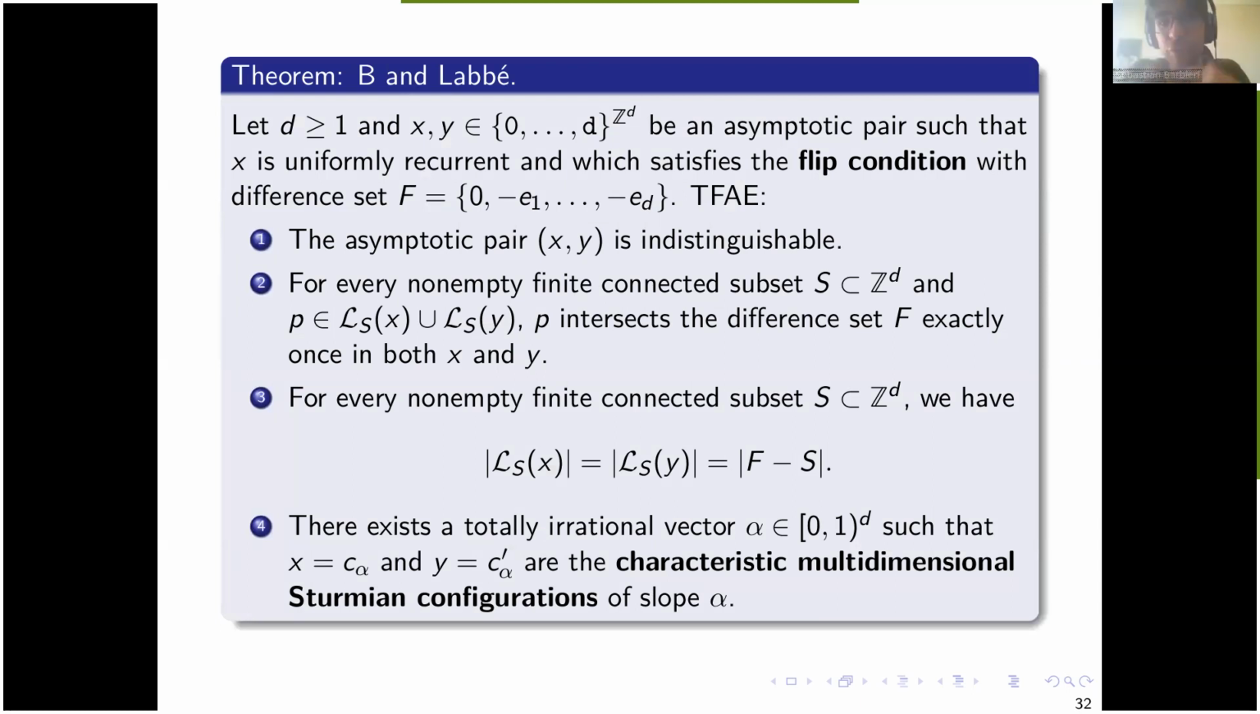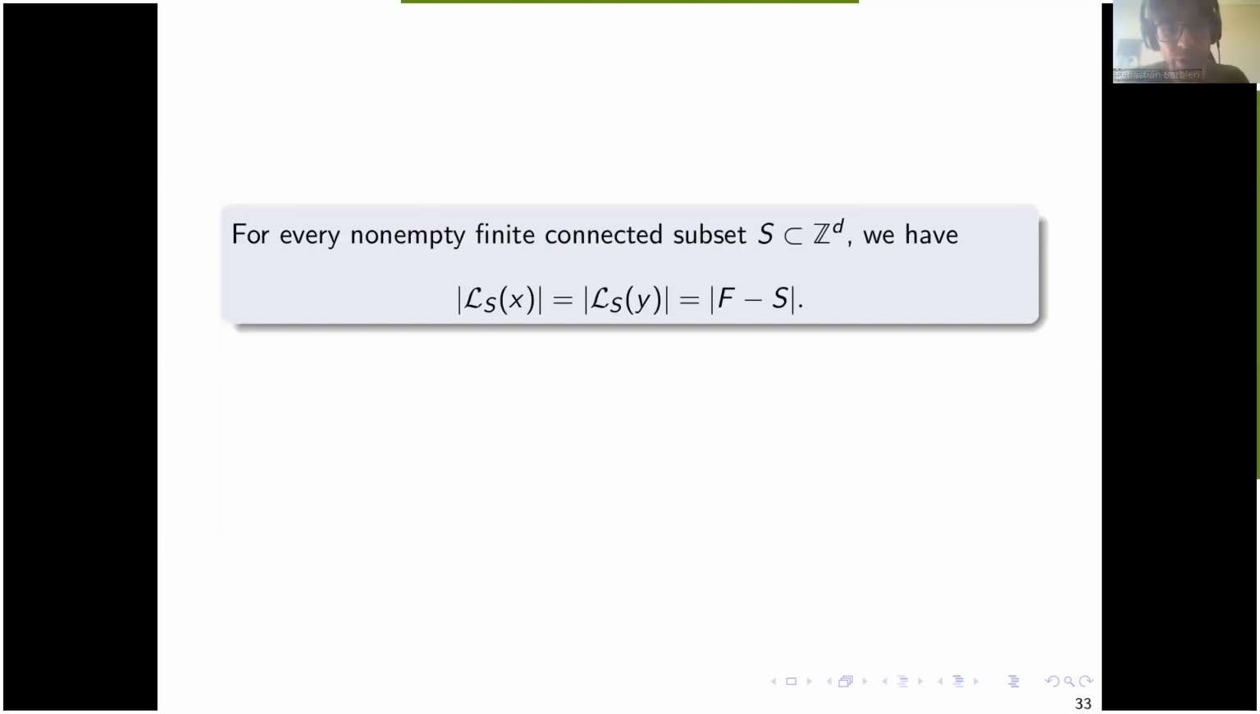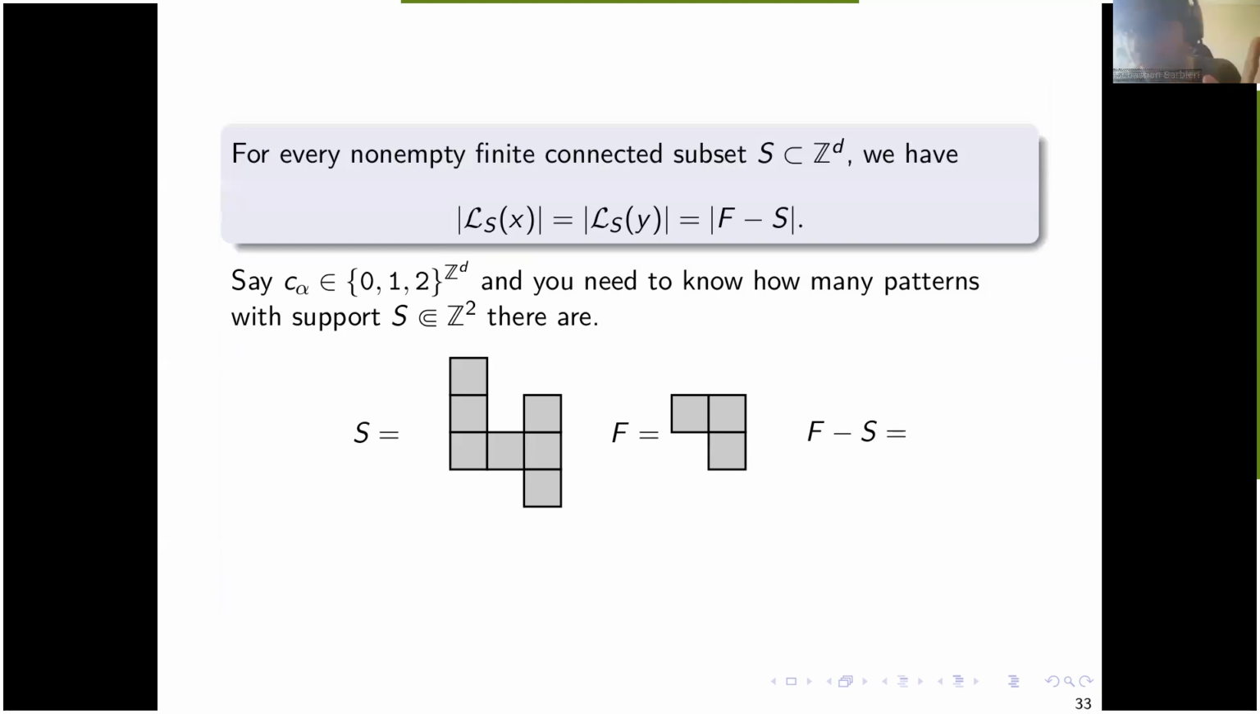Now if I look at indistinguishable asymptotic pairs, I have a complexity characterization of multidimensional Sturmian configurations. What's that? Well, the number of patterns of the language with support any finite connected subset S is the size of the difference set minus S. So here's an example. Suppose I take a Sturmian configuration C alpha in 2 dimensions, so a multidimensional Sturmian configuration with dimension 2. And for some reason that I don't want to know about, you want to know how many patterns with support S there are, where S is this shape, for some mysterious reason that I don't want to delve into.